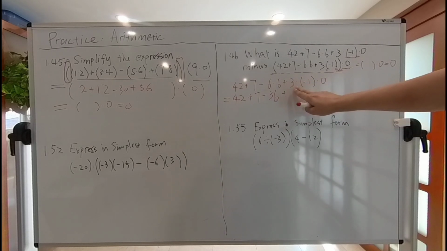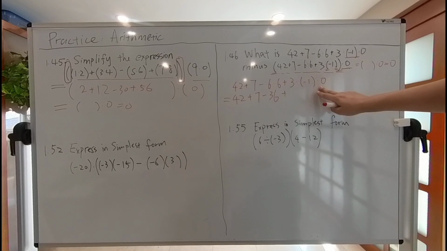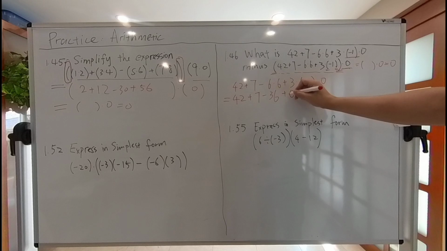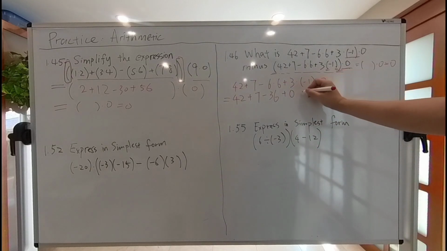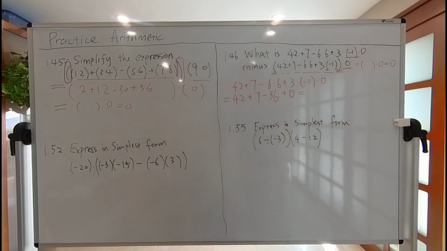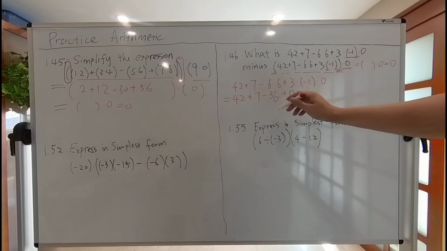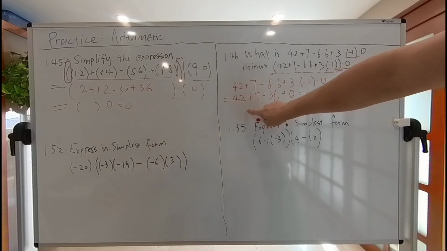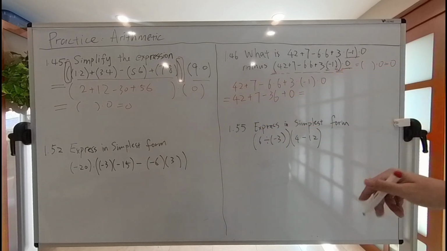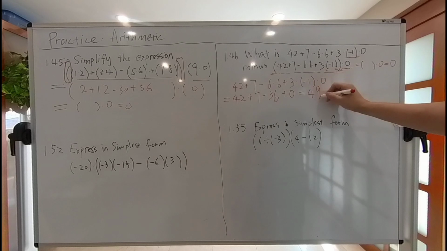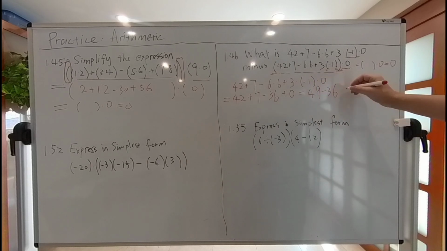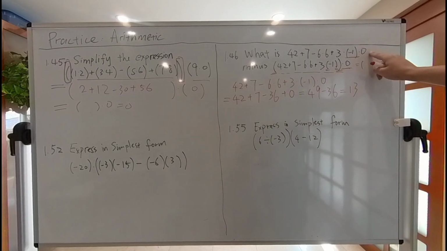Here again, you can do the multiplication of 3 times -1, but right after that, you will multiply by another 0. So it will simply go to 0. Then I finish all the multiplications. I only have addition and subtraction left, so I can now do it from left to right. So 42 plus 7 is 49, minus 36, plus 0 is just 0. And then this subtraction is 13. So you just get a 13 from the first expression.